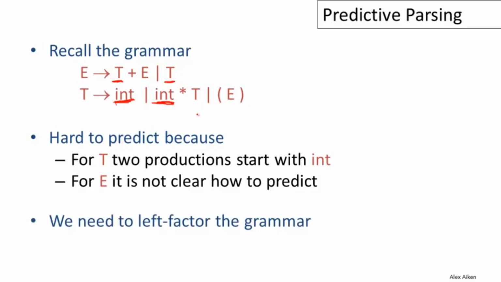So what we need to do here is change the grammar. This grammar is actually unacceptable for predictive parsing, or at least for LL(1) parsing. And we need to do something that's called left factoring the grammar.